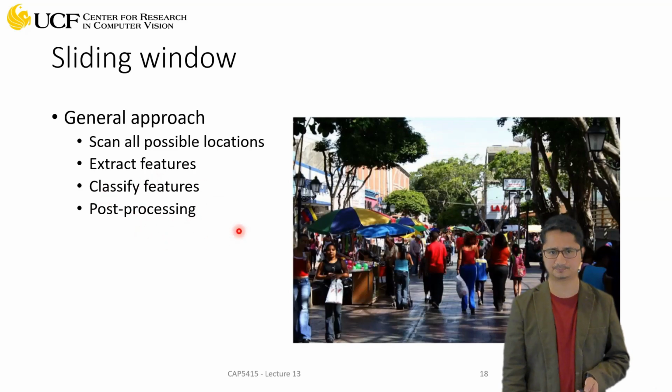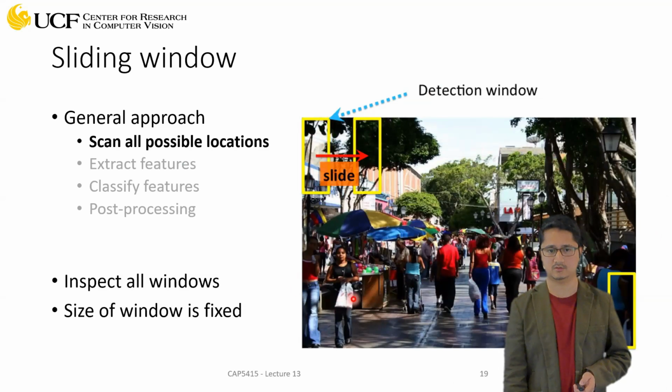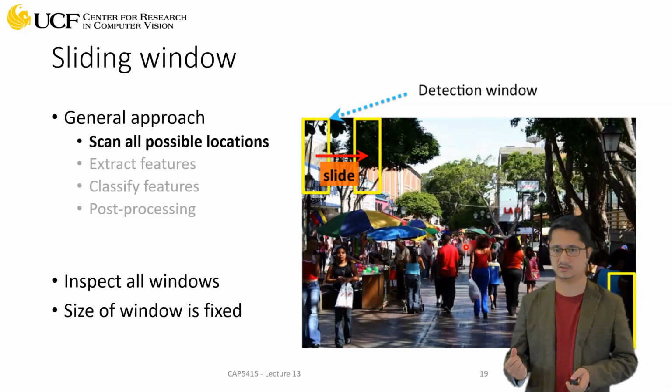That's really important. Okay, so let's start. So you scan all the possible locations. Let's say this is your detection window. Let's slide and you inspect all the windows. So in this case, you can see your window size is kind of fixed. Now the issue is the persons who are closer to the camera, you can see you need a bigger bounding box. And persons far away from the camera, you need a very small bounding box. Okay, so now you can understand where I'm going with this.